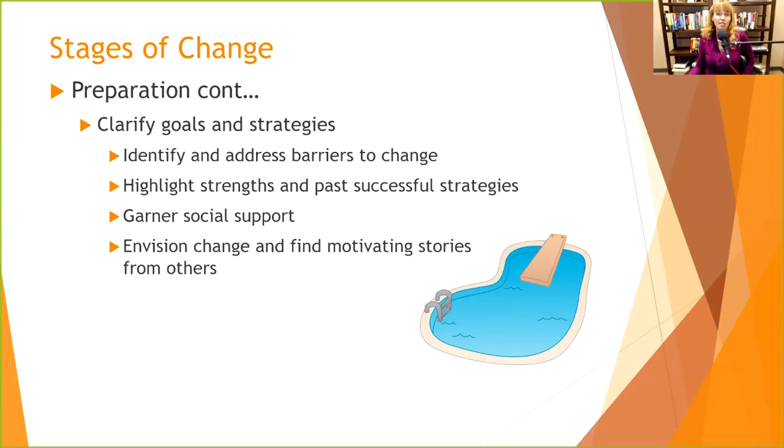And there are ways. There's Skype, there's email, there's a variety of different things they can get. If they're working on addiction, there are online meetings that they can go to. There are a variety of things, but you need to plan them out. Highlight strengths and past successful strategies. Garner social support. Get a cheering section going. Get a battle buddy. Get ready and make sure that you've got some support for it.